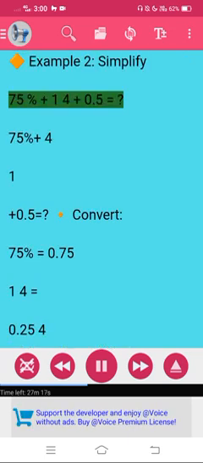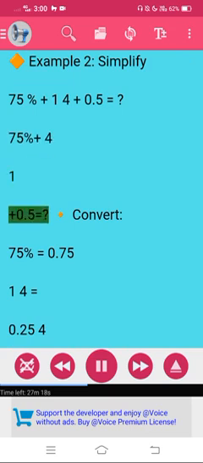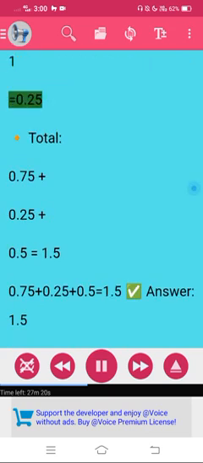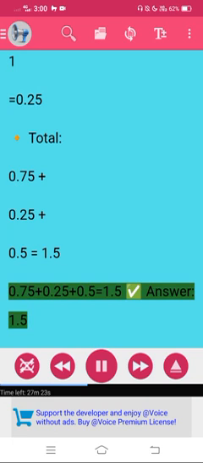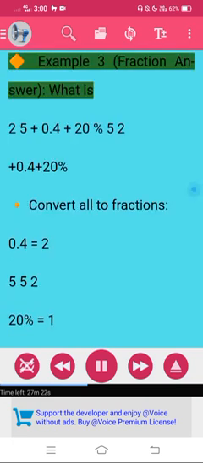Large diamond example 2. Simplify: 75% plus 1/4 plus 0.5 equals. Small diamond convert: 75% equals 0.75. 1/4 equals 0.25. Small diamond total: 0.75 plus 0.25 plus 0.5 equals 1.5. Check mark answer: 1.5.